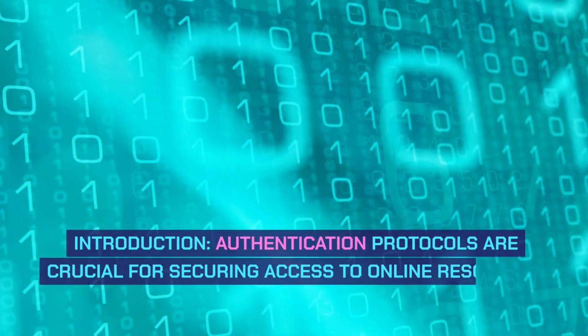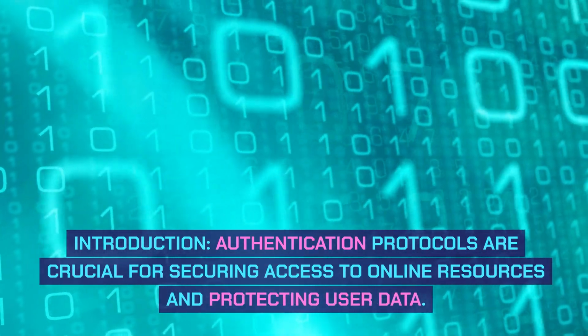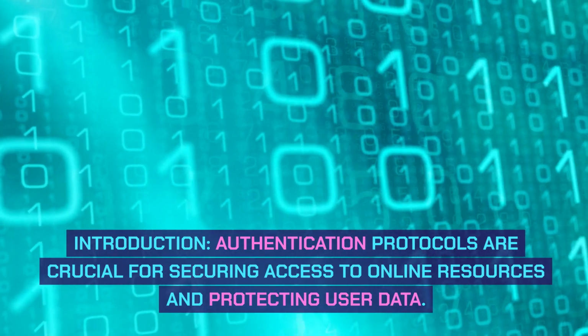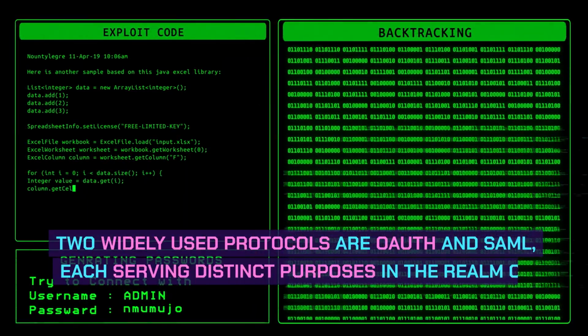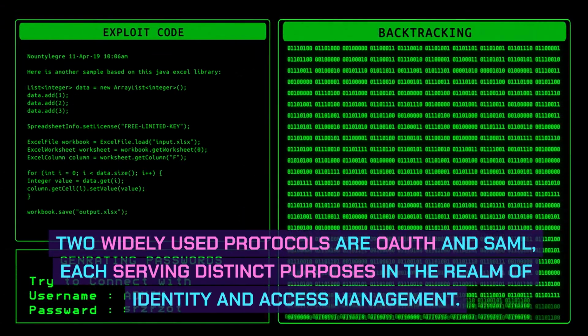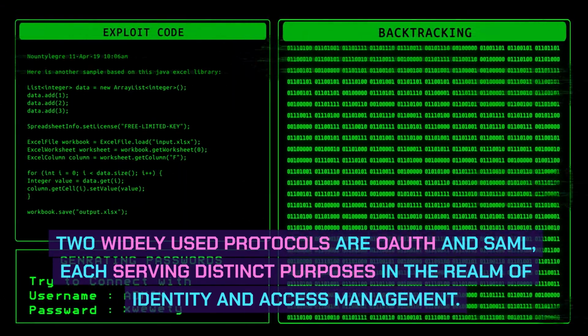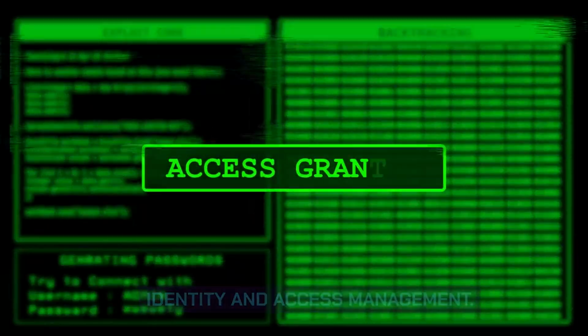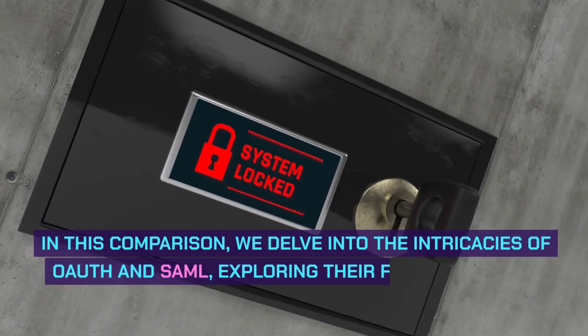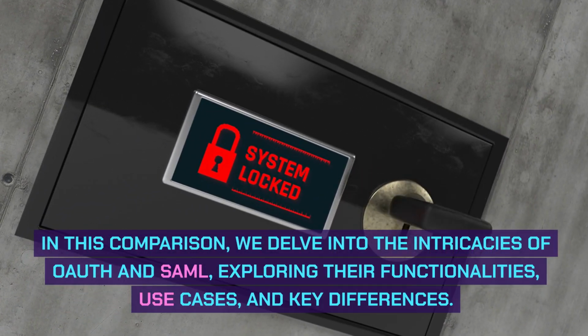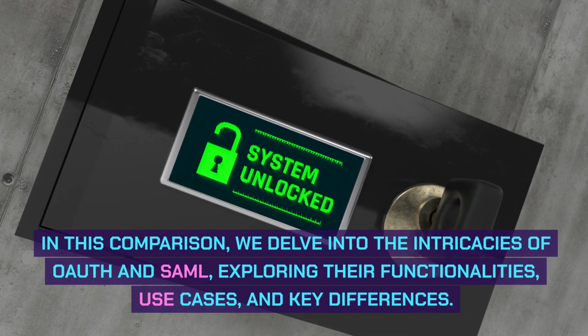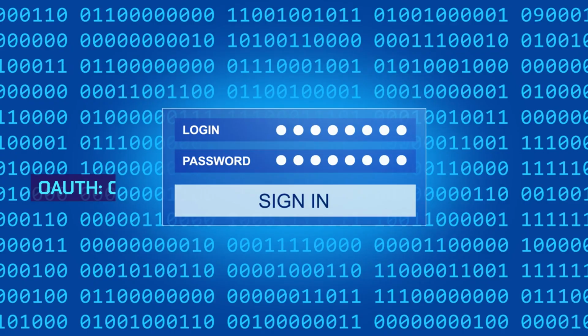Introduction. Authentication protocols are crucial for securing access to online resources and protecting user data. Two widely used protocols are OAuth and SAML, each serving distinct purposes in the realm of identity and access management. In this comparison, we delve into the intricacies of OAuth and SAML, exploring their functionalities, use cases, and key differences.